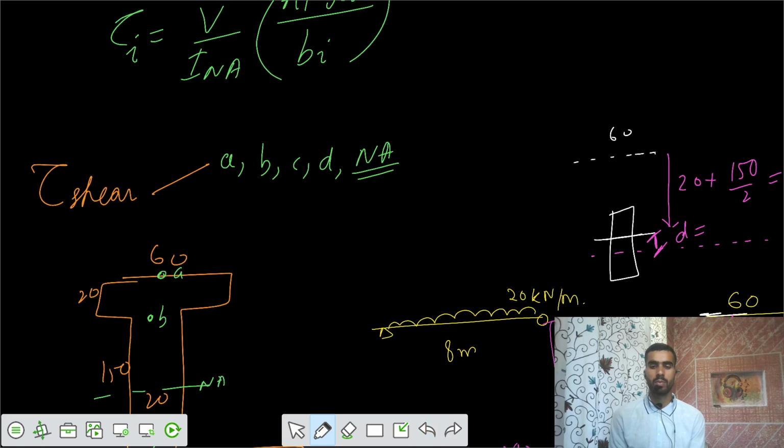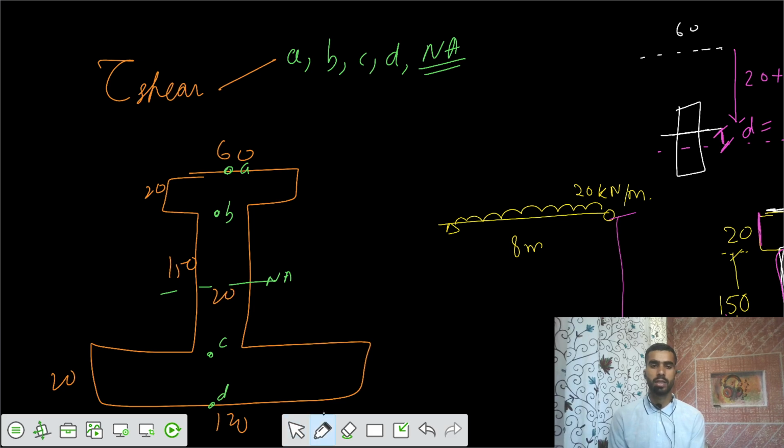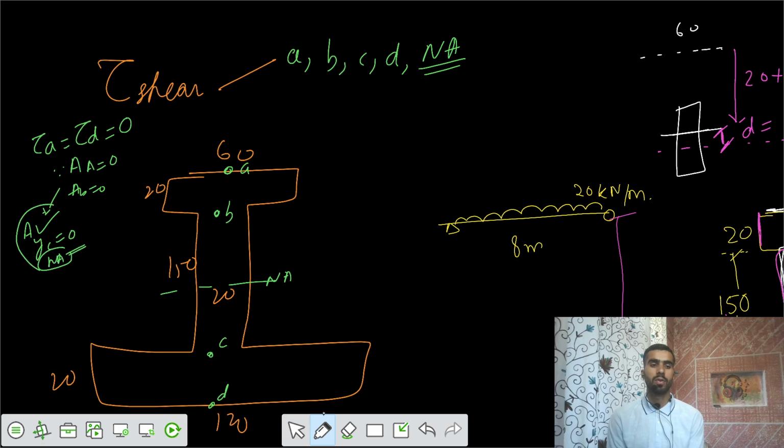Now, if you talk about point A, what is the value of shear stress at point A? So I would say shear stress at A is equal to shear stress at D, equal to 0, because the area above equals 0 or the area below equals 0. Or if you want to take the area, we have some area, but y_c is 0 because that centroid is at the neutral axis. So you have different options. So your shear stress is 0 at the ends.